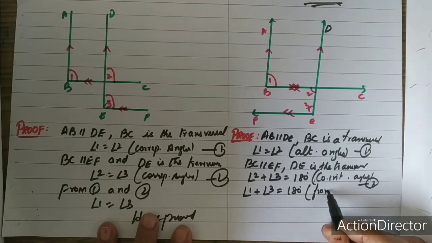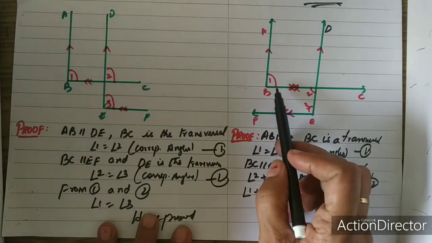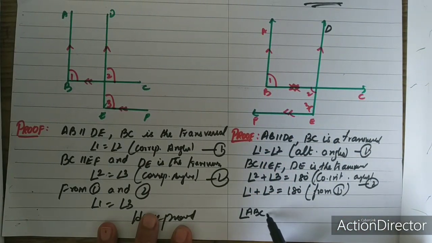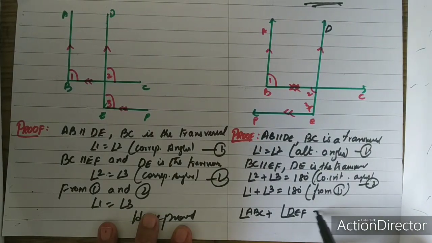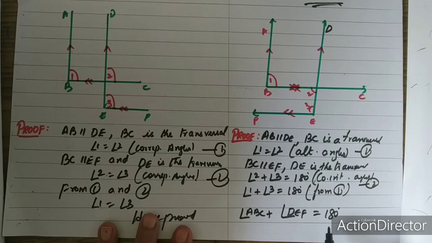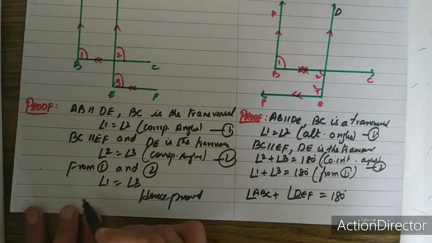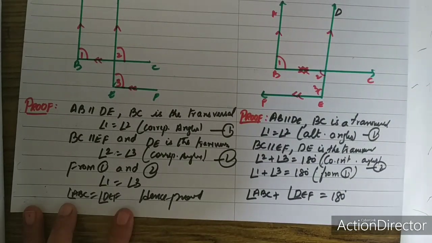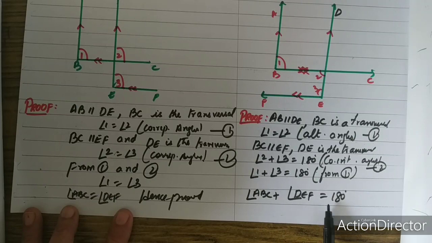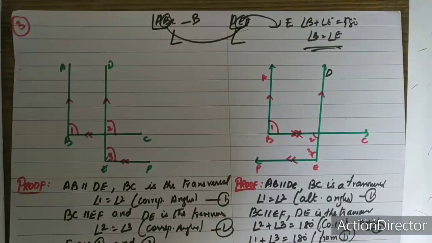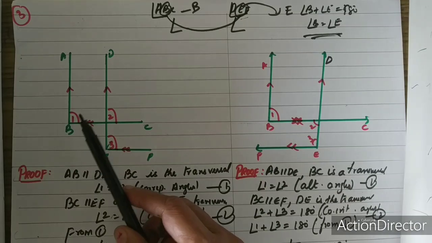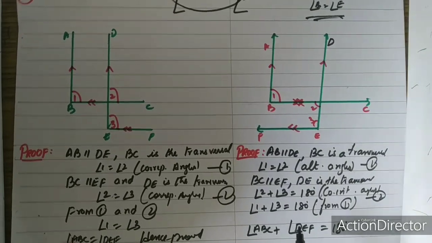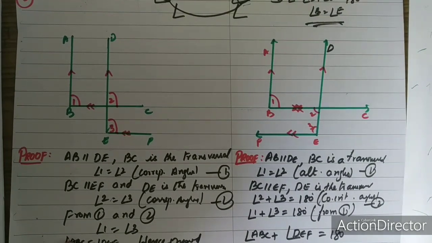In bracket from 1 you write. So you proved that the sum of these two angles, that is angle ABC plus angle DEF, is equal to 180 degrees, that is supplementary. So in the first case we proved they are equal, that is angle ABC is equal to angle DEF. In the second case you proved that the sum of two angles is equal to 180 degrees. Thus we have proved that if the two arms of the angles are parallel, the angles formed by them are either equal or supplementary. Hope you understood this sum.